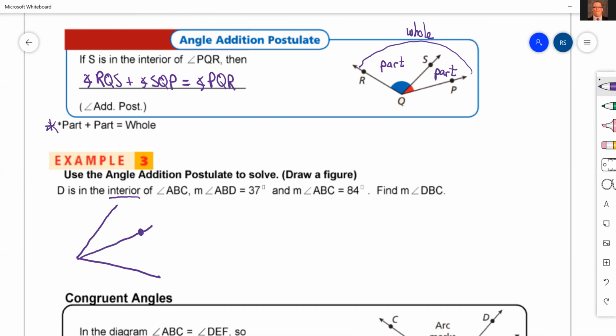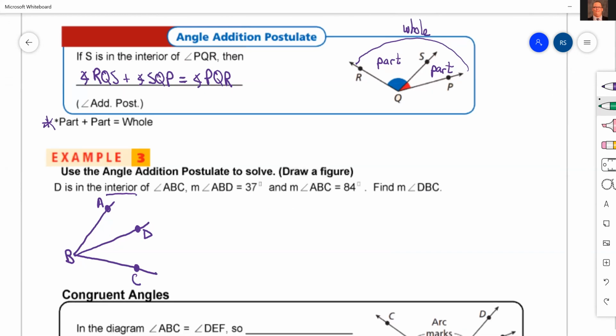D is in the middle. And then our main angle is A, B, C. And now let's label what they give us. It says ABD, that's talking about this angle right here, is 37 degrees. The measure of angle ABC, so the whole thing, is 84 degrees.